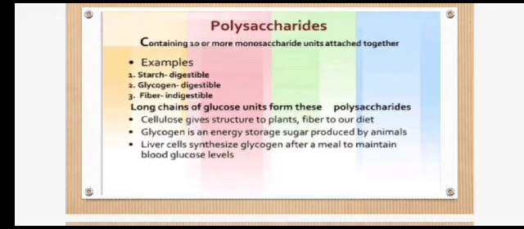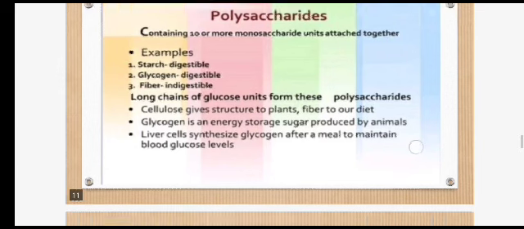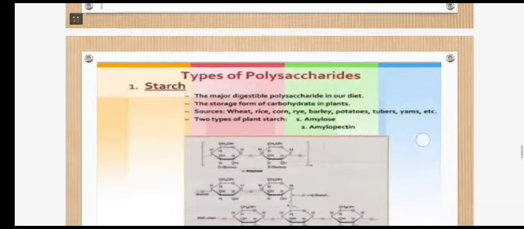Polysaccharides contain 10 or more monosaccharide units attached together. Examples of polysaccharides include starch, glycogen and fiber. Long chains of glucose units form these polysaccharides. Cellulose gives structure to plant fiber in our diet. Glycogen is an energy storage sugar produced by animals. Liver cells synthesize glycogen after a meal to maintain blood glucose level.